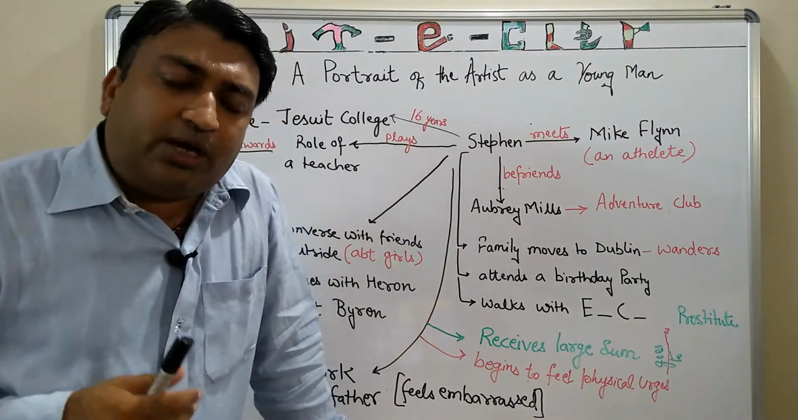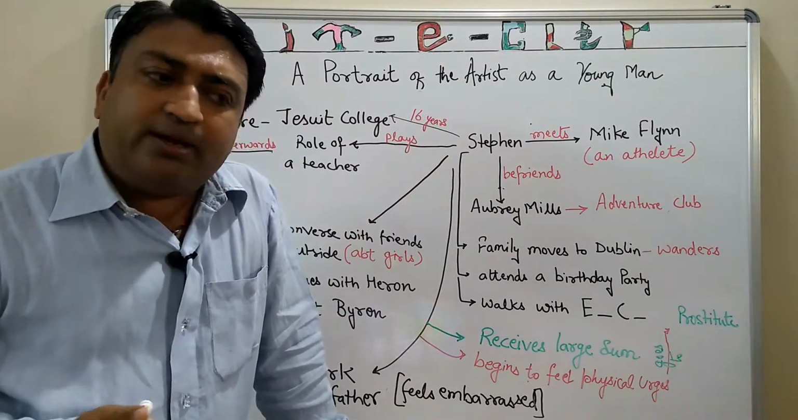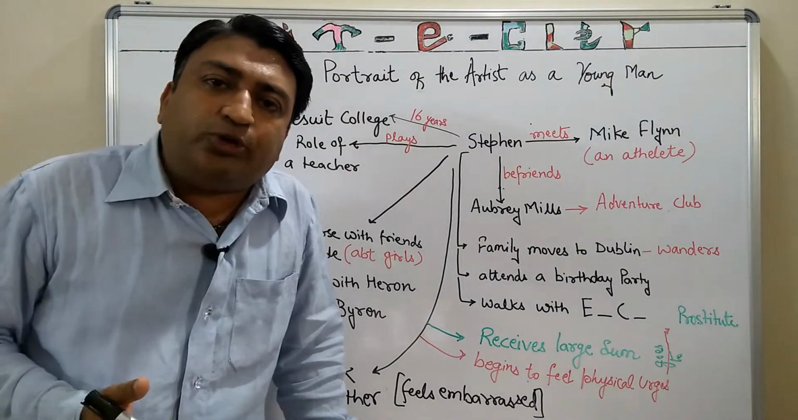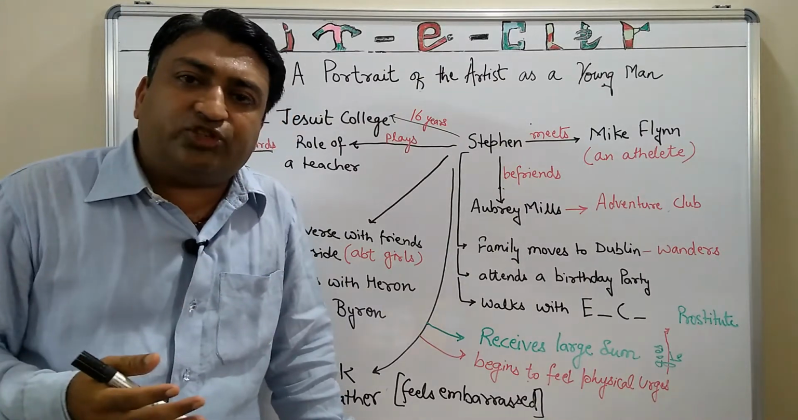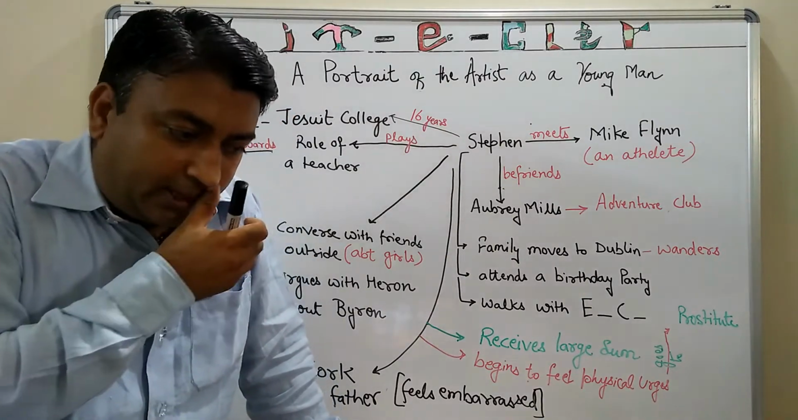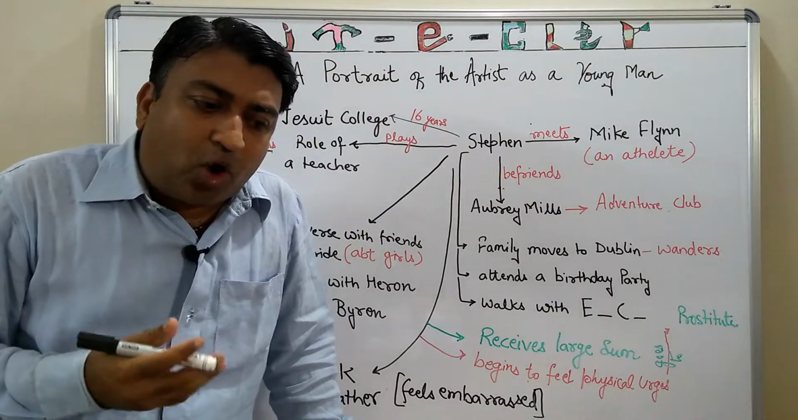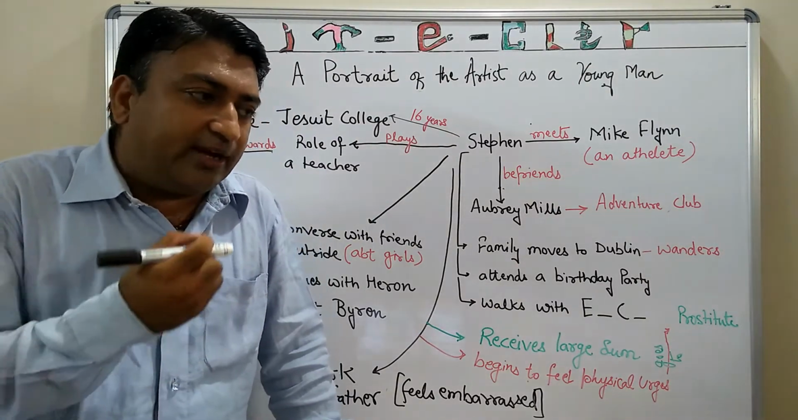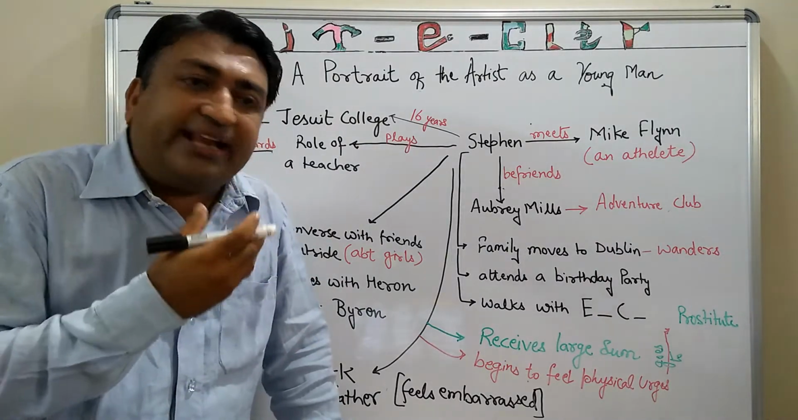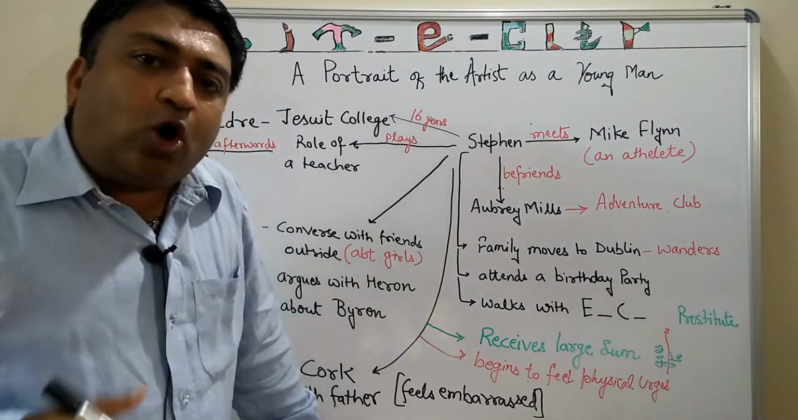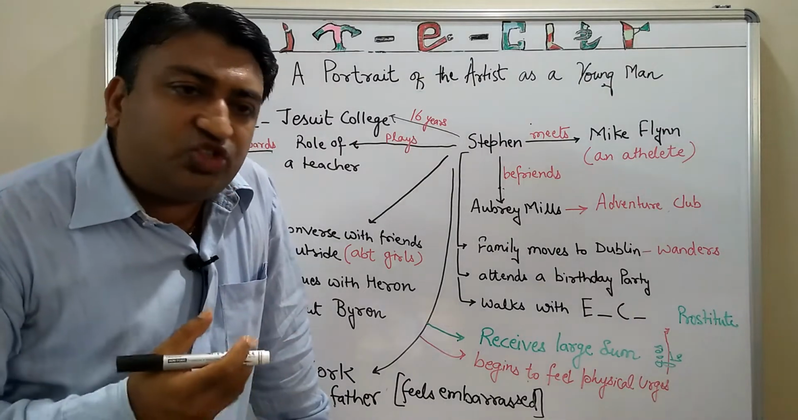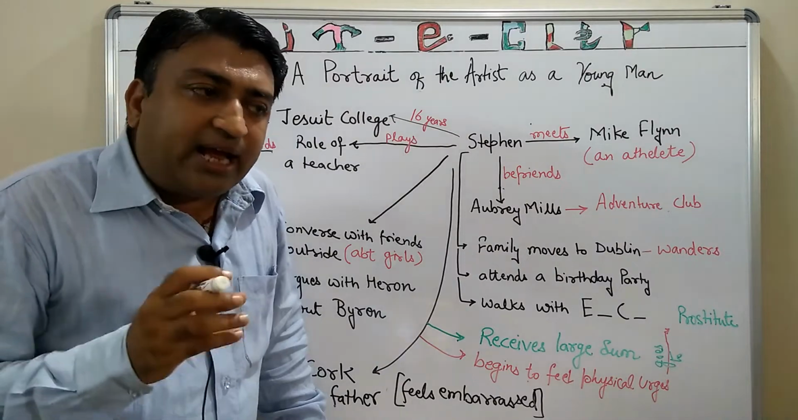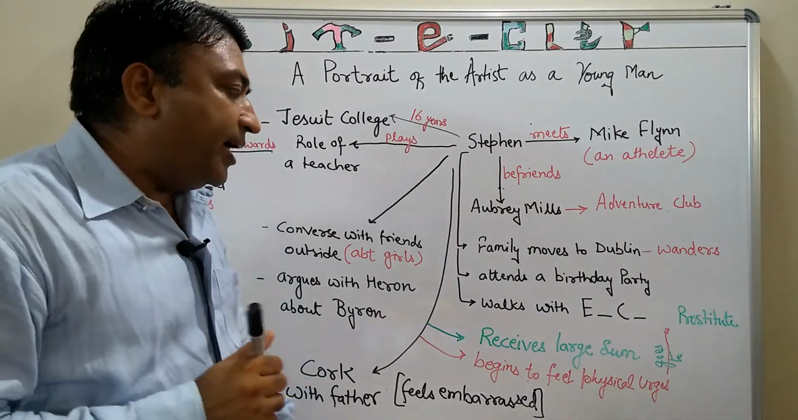Once they reach Dublin and settle there, Stephen has a lot of time on his hands, and how he utilizes this time, he wanders the streets of Dublin once again. The impressionable boy witnesses many scenes, crowd scenes and sights and various aspects of Dublin city, the sounds of birds chirping and other things, and all these impressions make a lasting impression on his mind.